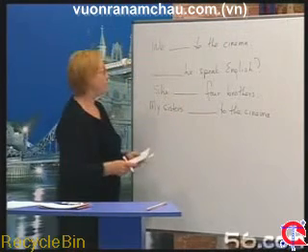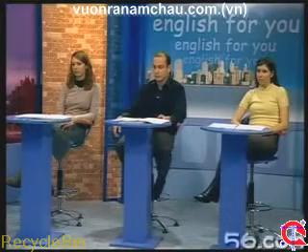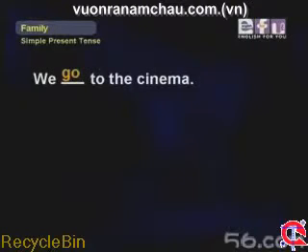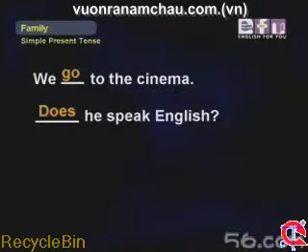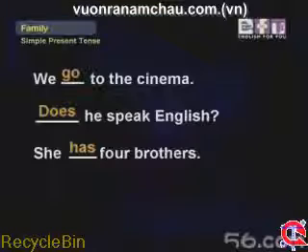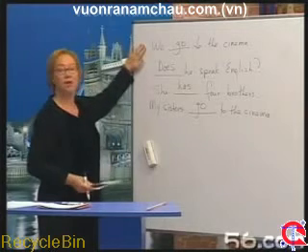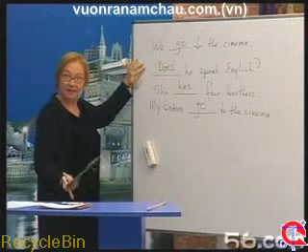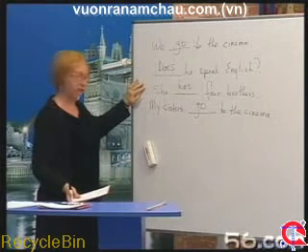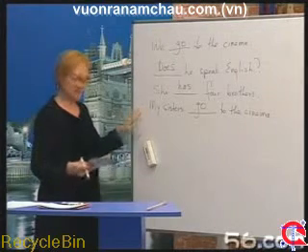Okay, now let's do these one by one. Lisa. Okay. We go to the cinema. Yes, we go to the cinema. Good. Now, Isabel. Does he speak English? Yes, he does. Good. Now, Ali. She has 4 brothers. And Isabel? My sisters go to the cinema. Yes. Again, we go to the cinema. Does he speak English? She has 4 brothers. My sisters go to the cinema.